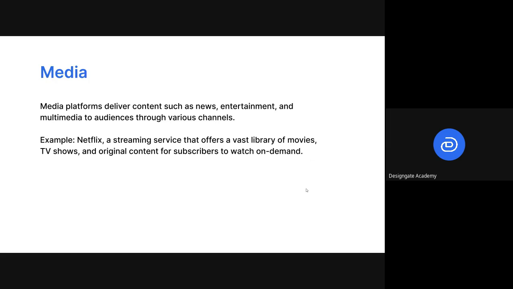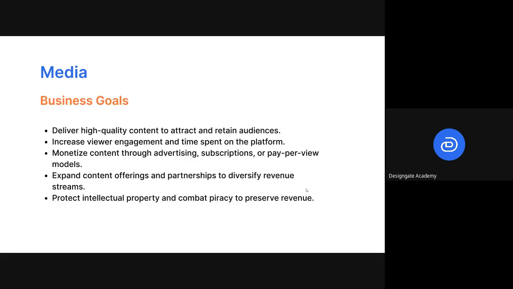Now, what about media? Media platforms deliver content such as news, entertainment, and multimedia to audiences. An example is Netflix. What are some of the issues these people are likely going to face? Some of their business goals include delivering high quality content to attract and retain audiences, increasing viewer engagement and time spent on the platform, and monetizing content through advertising, subscription, and pay-per-view.